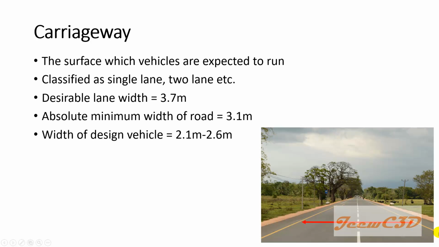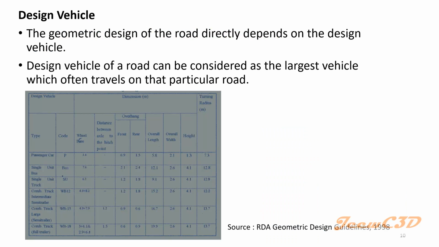To use lane marking, at least your road should have a width of 3.1 meters. So your design vehicle width would be 2.1 to 2.6 meters. So that means if you have a 3.1 meter width of the road, your design vehicle may be enough to travel on that road. You can see here you have the overall width of the vehicle 2.1 to 2.6.